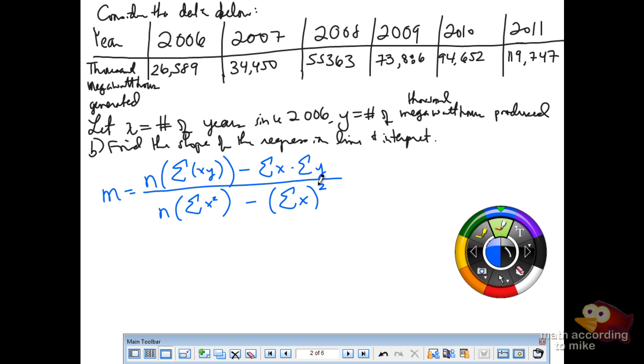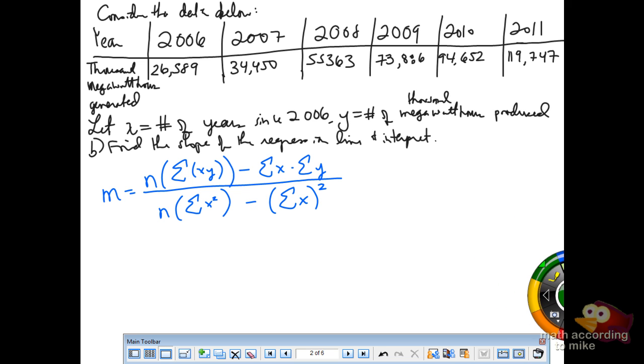Oh my gosh. All right. It looks horrifying. It's not. The only bad thing really is that it's tedious. This does take a while. It's not hard to do. All you're doing is adding and subtracting numbers and multiplying. It's not too bad.